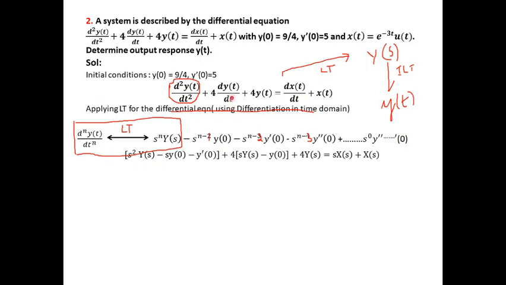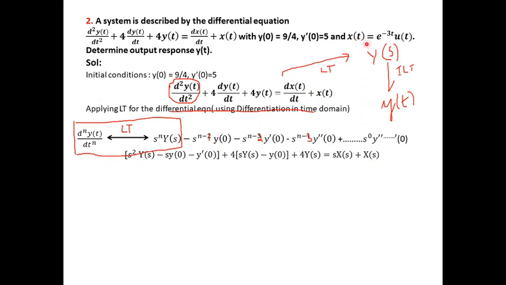Next, plus 4 into dy of t by dt: s into y of s minus, already we have s power 1, so next term will be minus s power 0 times y of 0, plus the third one is simply directly 4 into y of s, because we do not have an s term here, is equal to dx of t by dt. Please bear in mind that the initial conditions are given only with respect to the output. So for the input, we need not apply any initial conditions. Directly we can take the formula: dx of t by dt is s into x of s, plus x of t Laplace transform will be x of s.